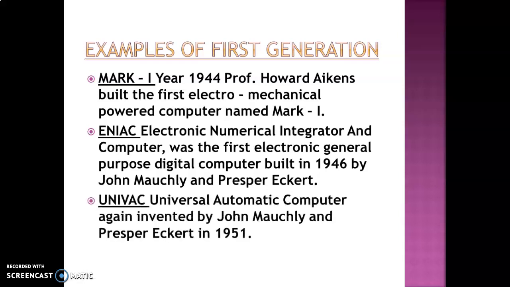The third example of first generation of computer is UNIVAC. The full form is Universal Automatic Computer. It was again developed by John Mauchly and Presper Eckert in the year 1951. So that means Mark I, ENIAC and UNIVAC. These are the 3 computers which were developed during the year 1944 till 1955 in the first generation.